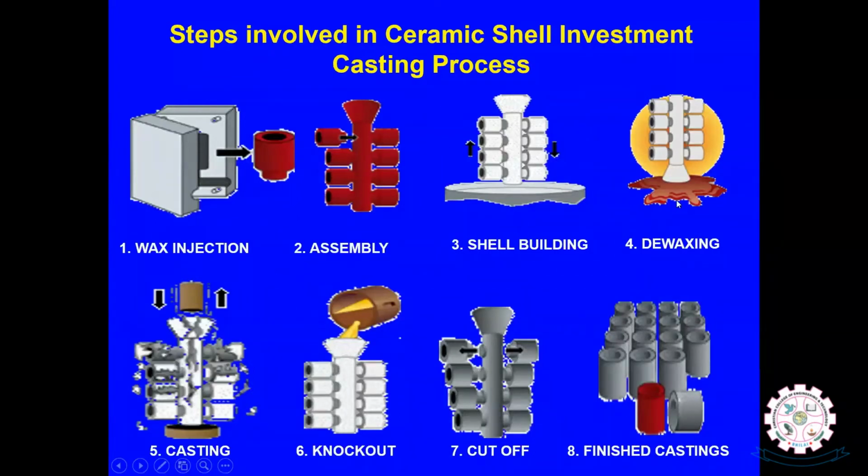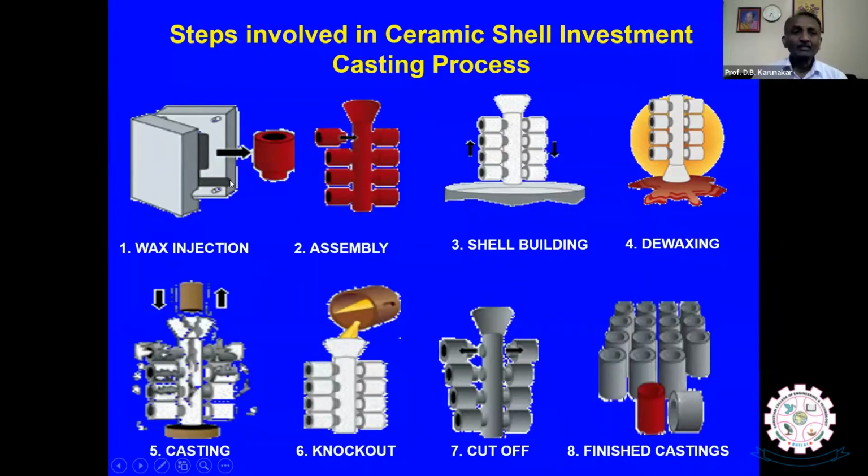So this is the dewaxing stage. Next, we pour the molten metal. This is the molten metal pouring. After that, we break this mold. You see here, we break the mold. After that, we cut and separate the castings. So these are the 8 stages involved in the ceramic shell investment casting process.